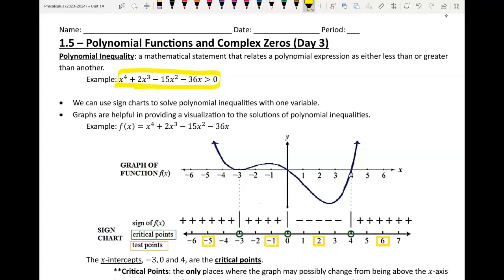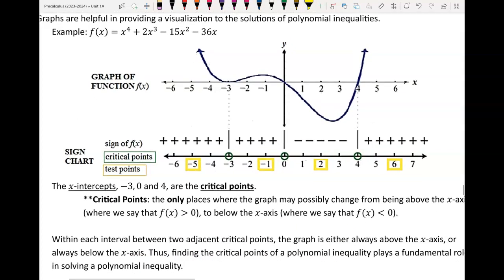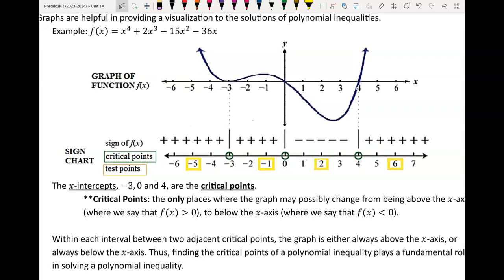So we can use sign charts to help us solve our polynomial inequalities when we have just one variable. And graphs are also helpful in providing a visualization to the solutions of a polynomial inequality. So for example, this function that we have here, x^4 + 2x^3 - 15x^2 - 36x, we see the function here with the zeros clearly indicated at -3, 0, and +4.